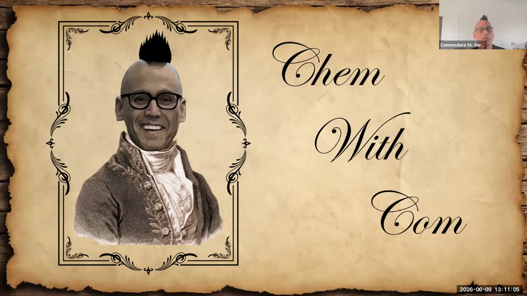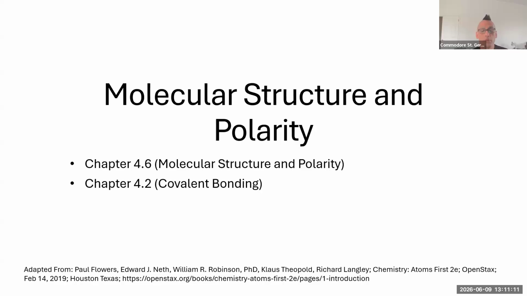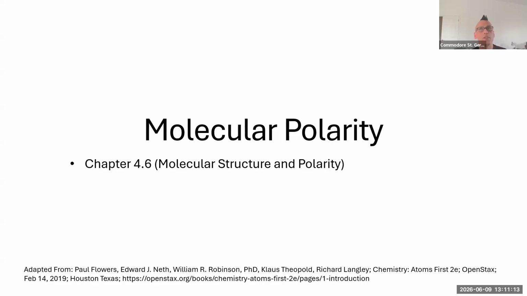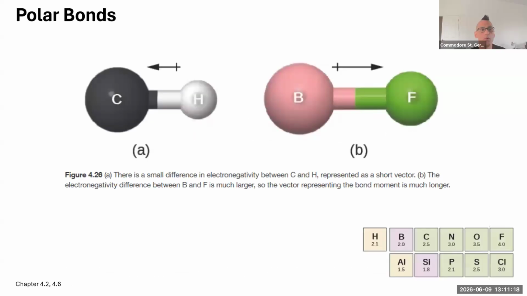So we'll continue this lecture about molecular structure and polarity. Specifically, this one is going to be the third part: molecular polarity. In the last lecture, we figured out what polar bonds were. It's when one atom in a bond is more electronegative than the other. Remember, we're using up and to the right of the periodic table as the most electronegative. So this is going to be the most electronegative, which is partially negative, and this will be partially positive.